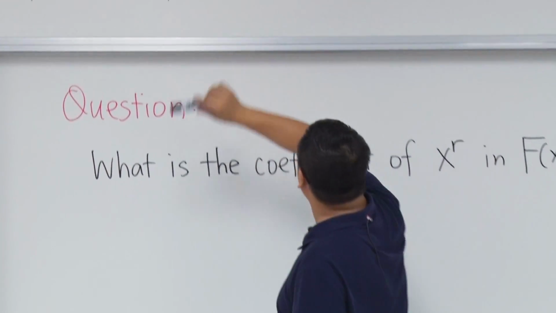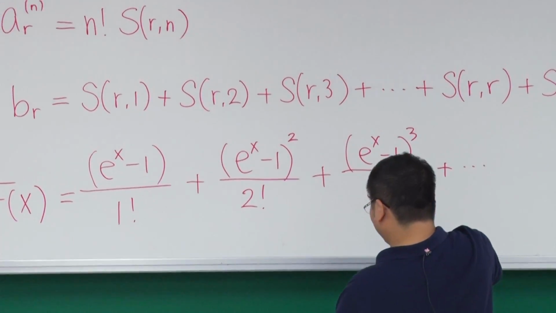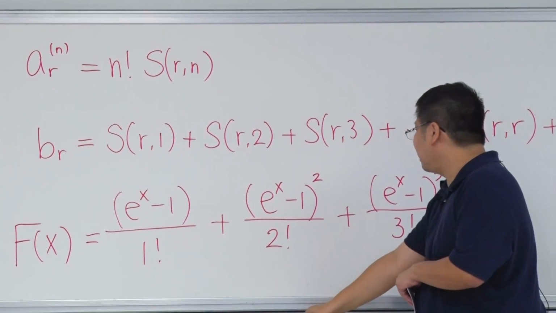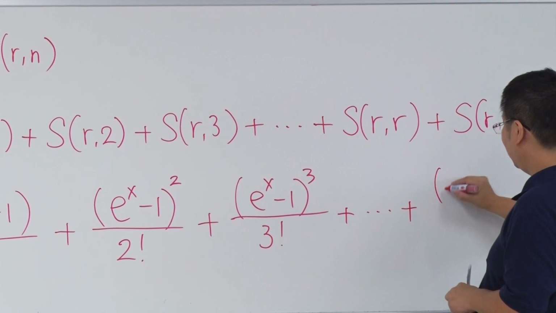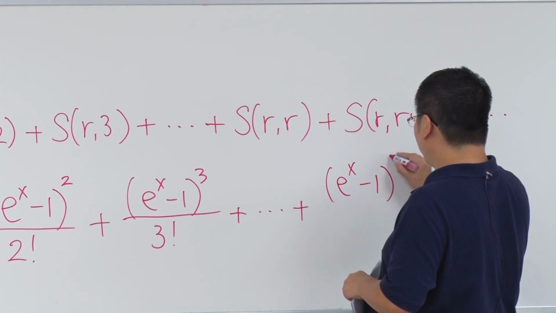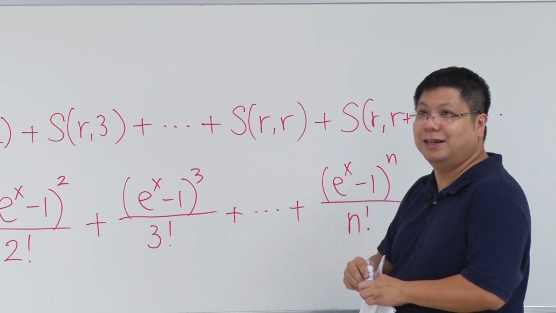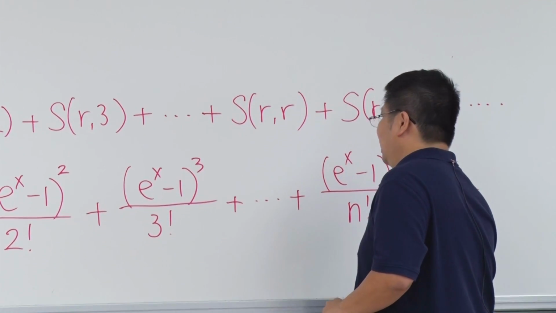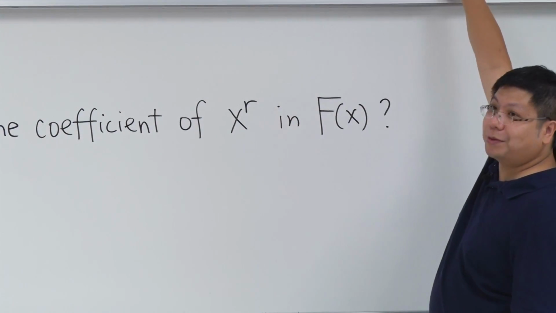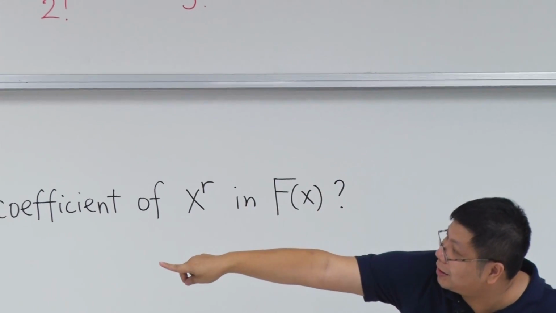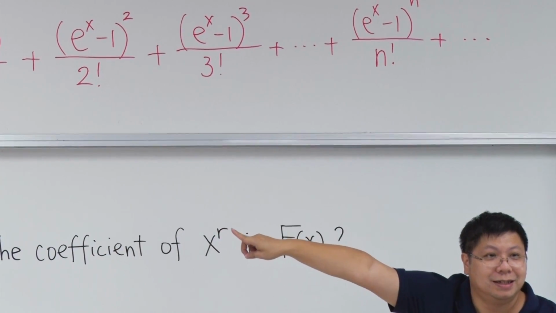So what is the coefficient of x to the power r? It can go very far away, right? So let's say there is a term e to the power x minus 1 to the power n divided by n factorial. Okay, so what is the coefficient of x to the power r here? We have written down e to the power x minus 1 to the power n. So this is that term, right?